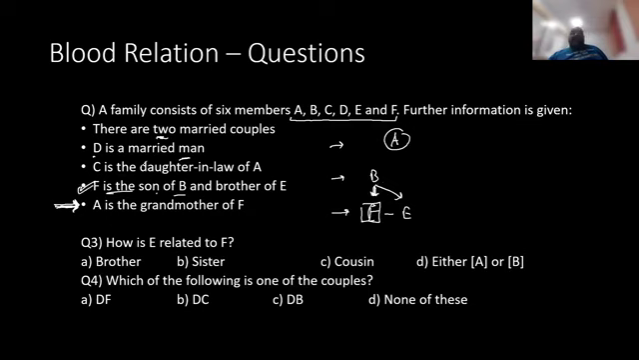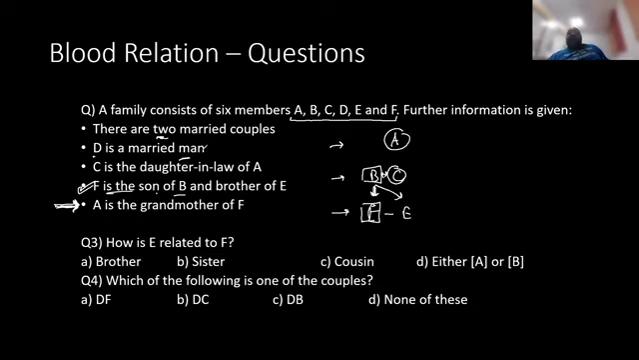Further information about A: C is the daughter-in-law of A. So A will have a son who will be married to C, and they will be in the second generation. The only possibility I could see here is that the daughter-in-law, because she has to be in a married couple, will have to be married to B. C being a female, B becomes a male, and they become married. One married couple is done. F and E obviously will not be married, and therefore A has to be the second married couple because there are six people.